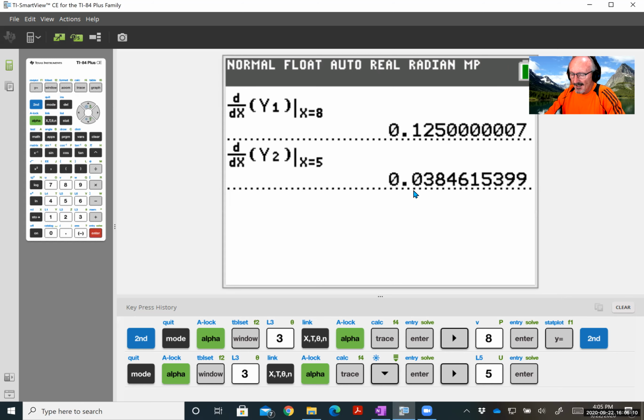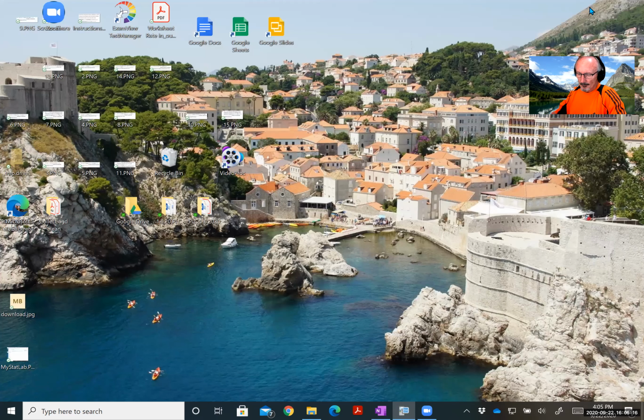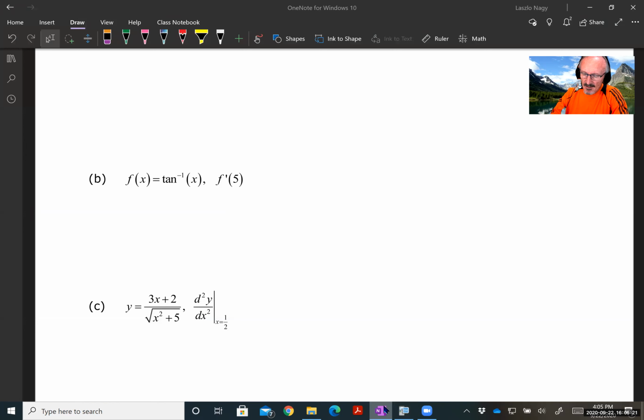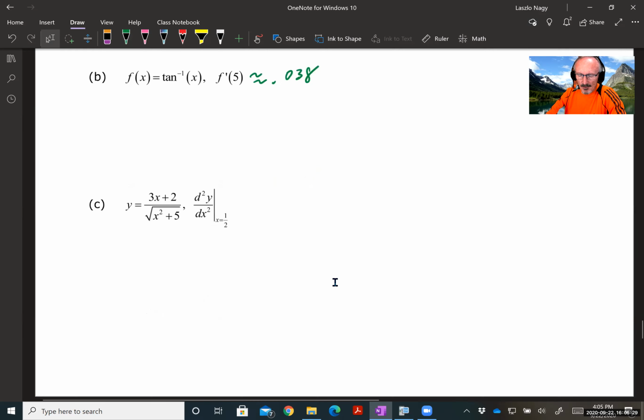And of course, we get 0.038. And that would be enough. 0.038, approximately 0.038. And now we will conclude with our final answer.